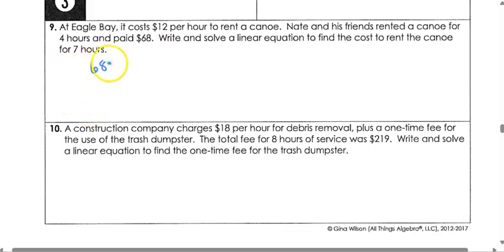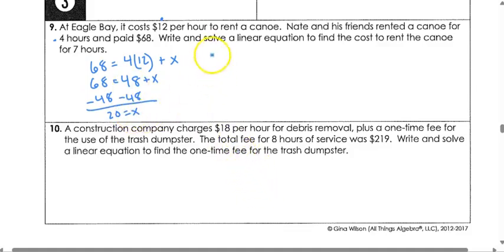So I know that 68 is equal to 4 times 12. Where did I get 4 times 12 from? Well, they rented it for 4 hours, and they told me it cost $12 to rent a canoe. Plus, I'm just going to use x as some extra number. They must have some rental fee or something besides the per hour cost. Okay, so 68 is equal to 4 times 12, which is 48, plus x. So if I subtract 48 from both sides, I get 20 equals x. So now I know that to rent a canoe, it costs $12 per hour plus $20.